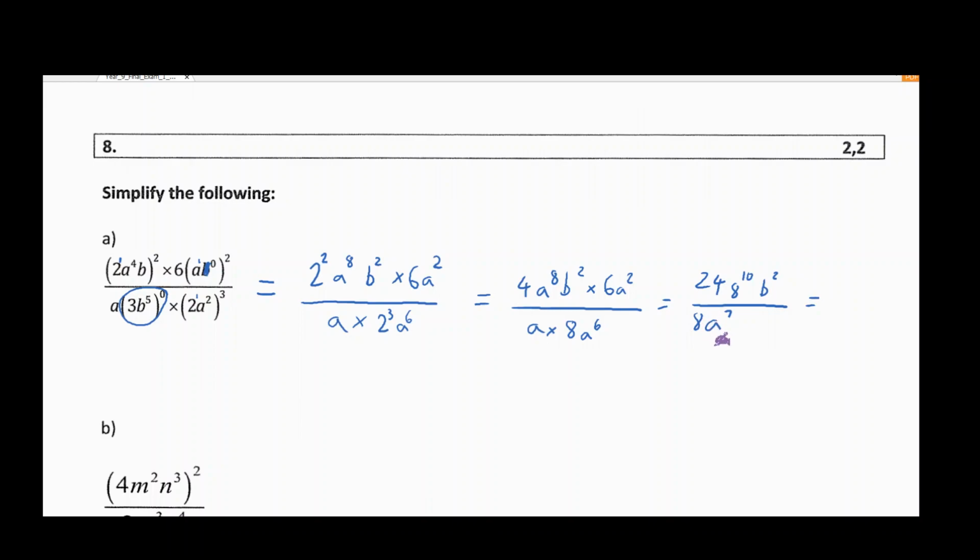So 24 over 8 should be a to the power of 10, there we go. So 24 over 8, that's the same as dividing them both by 2. That's going to be 12 over 4, which is the same as 12 divided by 4. That is 3. So it's 3, a to the power of 10 over a to the 7. That's a to the power of 3 b squared. And that's it.